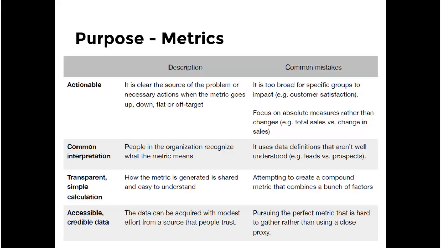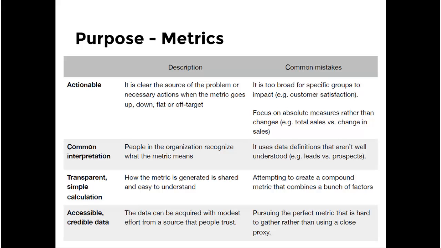So you want to make sure that if a problem or necessary action needs to take place, whether or not this metric goes up, down, flat, or for some reason is off target. Sometimes it's too broad for people to understand. A measure like customer satisfaction sometimes is difficult because you just don't know what to do just because customer satisfaction is up or down. So sometimes you want to focus on the changes and not the absolute measures. Maybe customer satisfaction at 88 might not mean something, but customer satisfaction that is down 15% from the same period last month, that's something that obviously you would want to investigate.